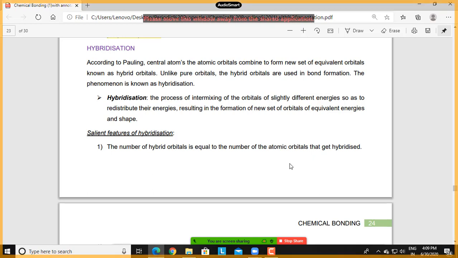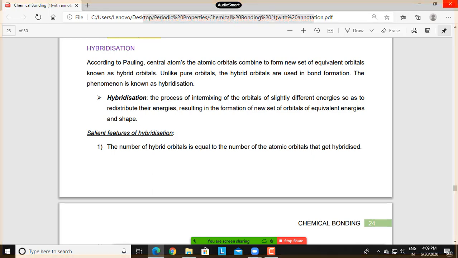Hybridization was given by Linus Pauling. Linus Pauling was a great scientist. He got the Nobel Prize in chemistry, and he died recently, in 1986 or 96, I think. In 1996, he died. So Linus Pauling was a great scientist. He told about hybridization.